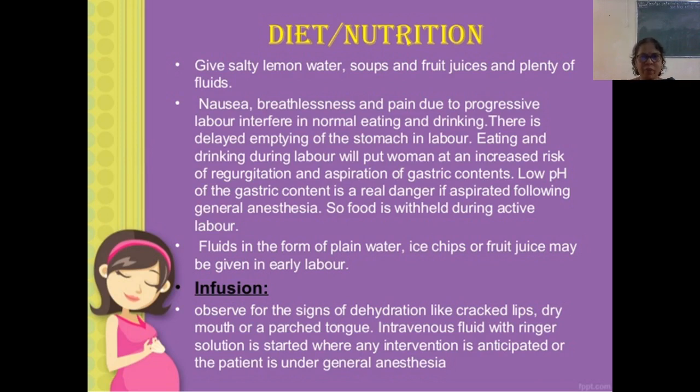Fluids in the form of plain water, ice chips or fruit juice may be given early in labor, and infusion. Observe for the signs of dehydration like cracked lips, dry mouth or a parched tongue. Intravenous fluid with Ringer solution is started where any intervention is anticipated or the patient is under general anesthesia.